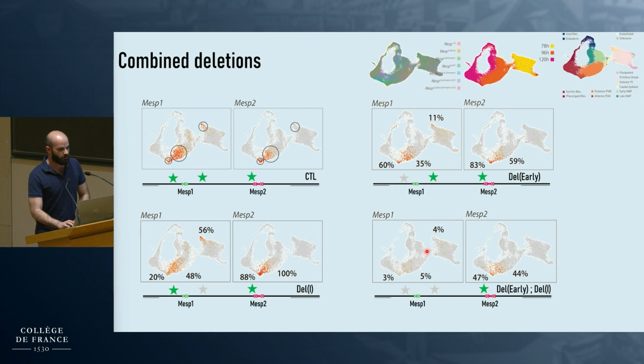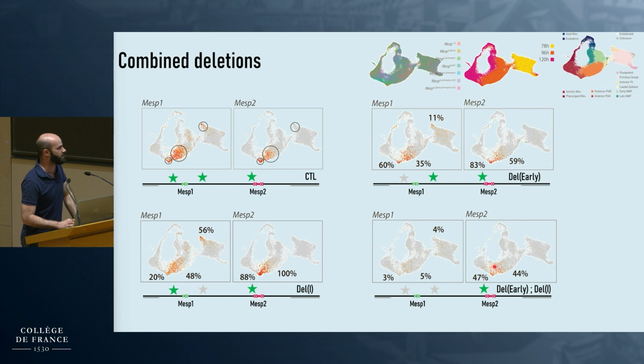Now, in terms of combination, and in order not to show you all the different combinations, I'll just focus on this one. When we now combine these early and intergenic elements deletions, you can see that we lose completely any MESP1 transcription. So we don't get some or an additive effect, we have a full-on loss, so those enhancers are completely required for the expression of MESP1.